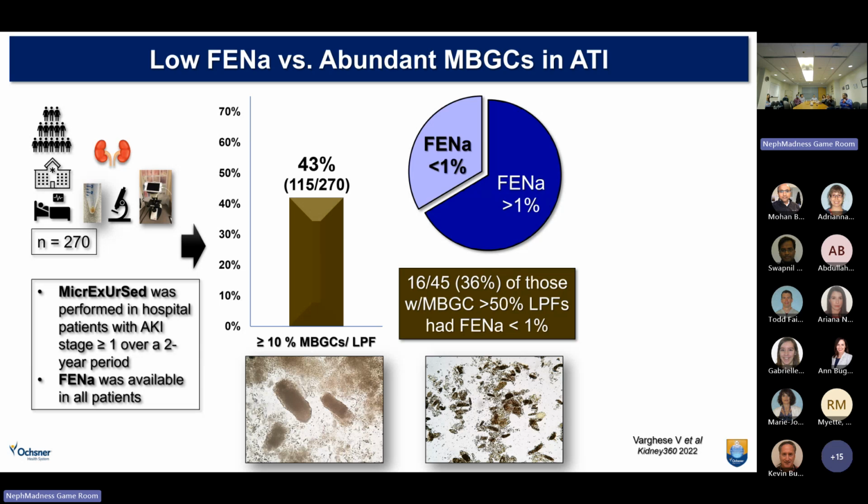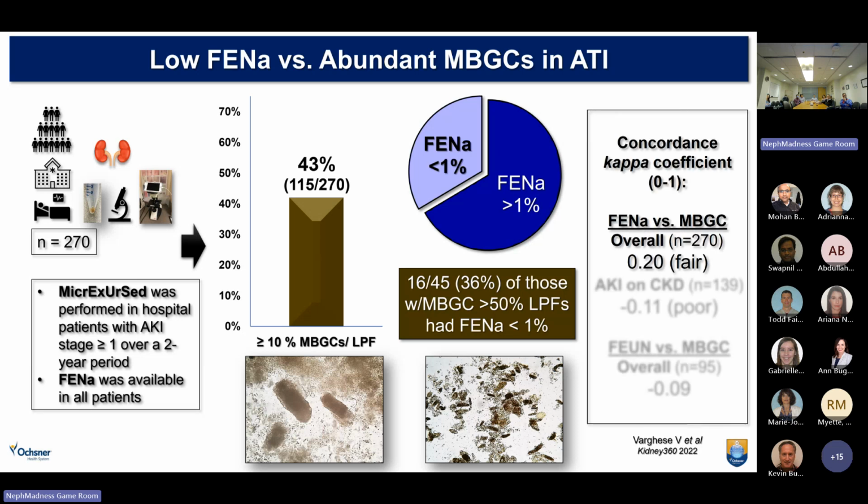And within that abundance, we look at those who were super abundant, like the image shown on the bottom of the slide, where greater than 50% of the low-powered fields had muddy brown casts. And it was 36% of them who had a FENa less than 1%. So clear discordance between the two. When we performed kappa coefficient analysis, it was deemed fair.